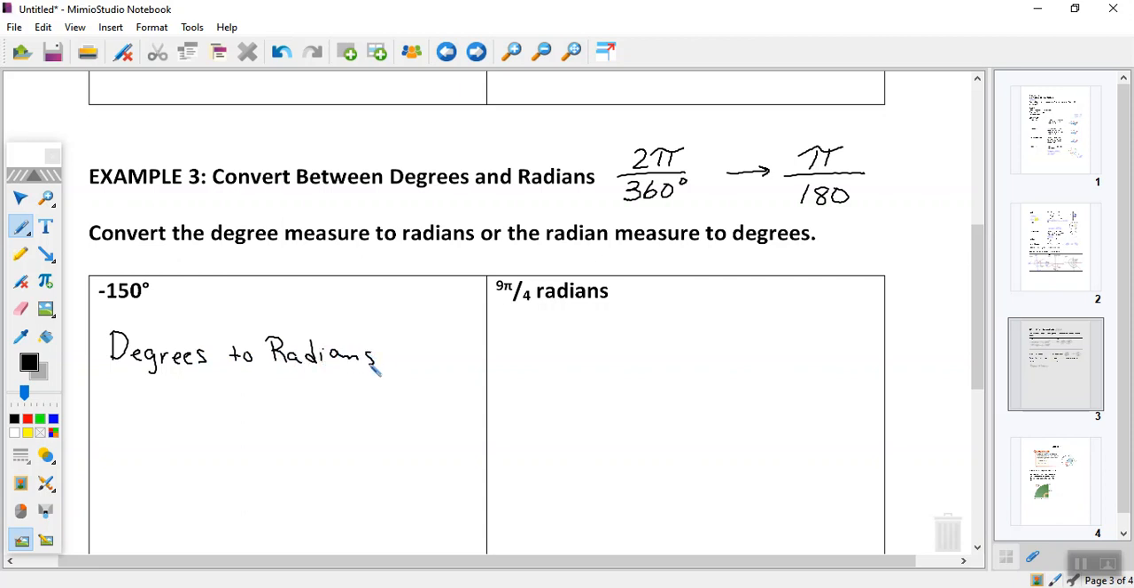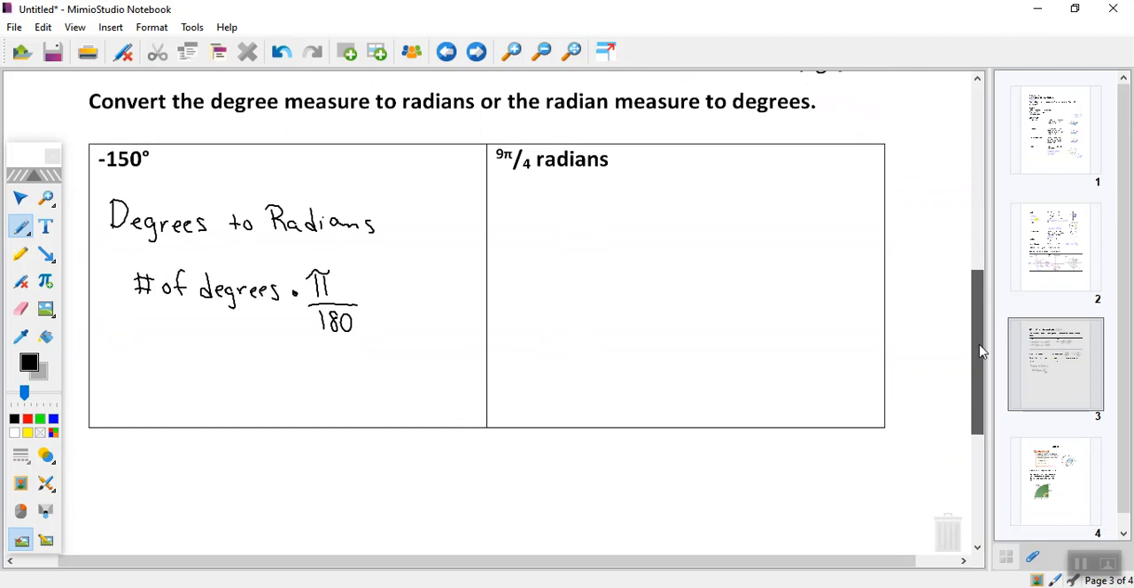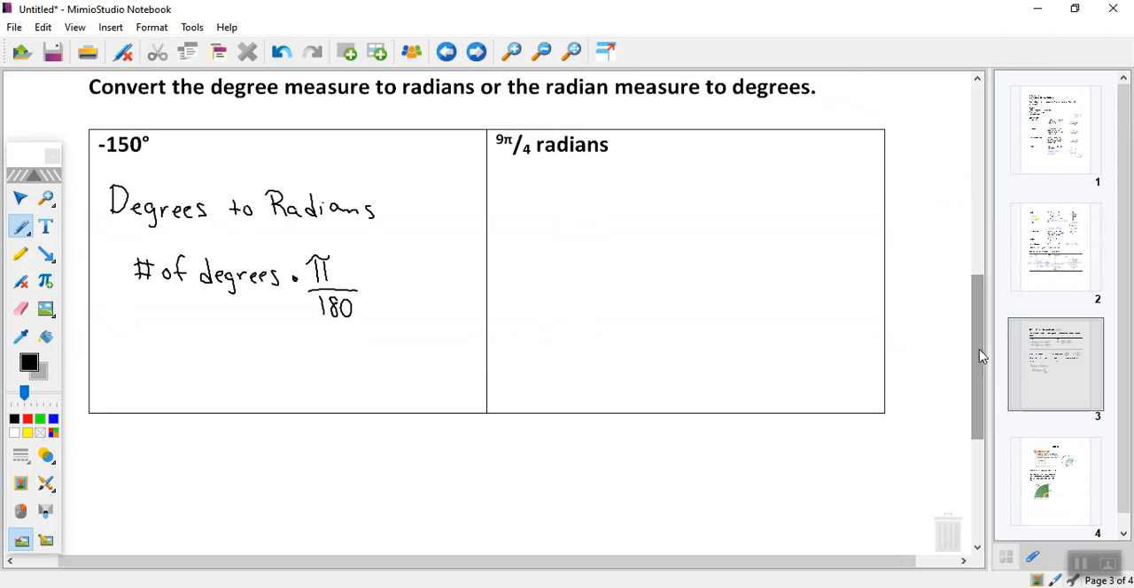What you do is you take your number of degrees here and you times it by pi over 180, like that. Okay? So in this case right here, how many degrees are we starting with? Negative 150. And we're trying to turn negative 150 degrees into radians. Okay? So we're simply going to take negative 150 degrees and times it by what, kids?